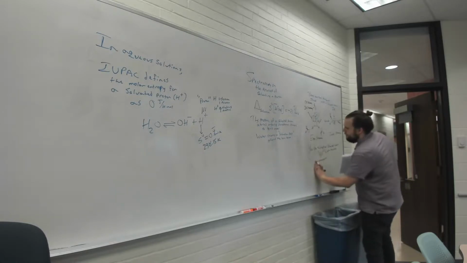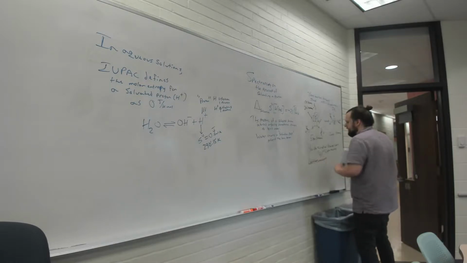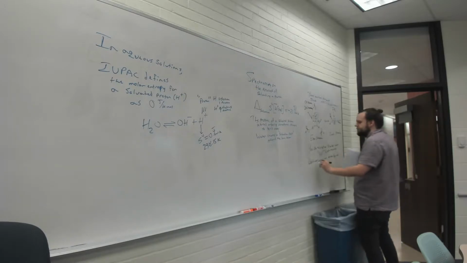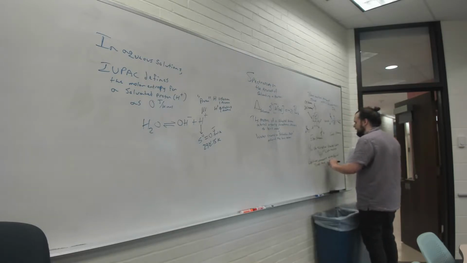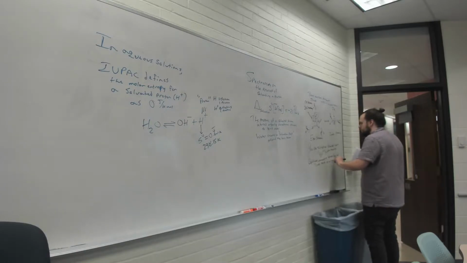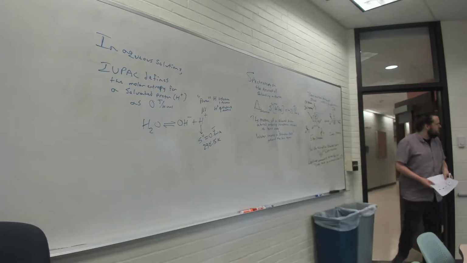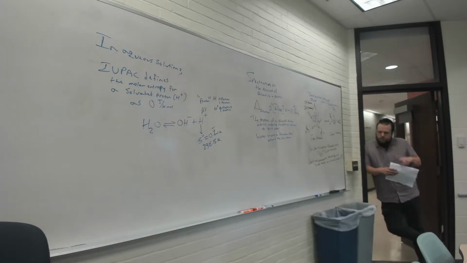So let me say this again. Liquid water, acidic water, interconverts between Eigen and Zundel structures on a time scale of about 10 to the minus 14 seconds. Really fast. It's about 10 to the minus 15, 10 to the minus 14, depending on the solution.